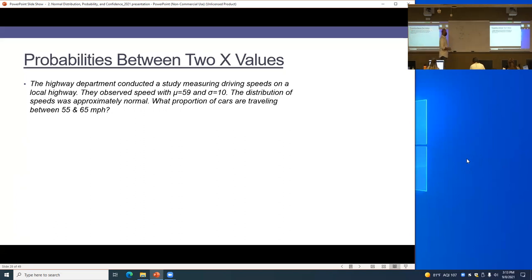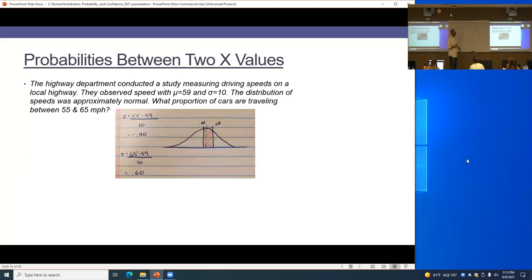So what we might want to do, a little bit different here. We want to know between 55 and 65 miles an hour, but my mean is 59, right? So we've got to do some stuff here. Once again, I've got two markers: 55 miles an hour and 65 miles an hour. First thing I'm going to do is transfer those over to z-scores. So 55 minus 59 divided by 10 gives me a z-score of negative 0.4. 65 minus 59 divided by 10 gives me a z of 0.6.